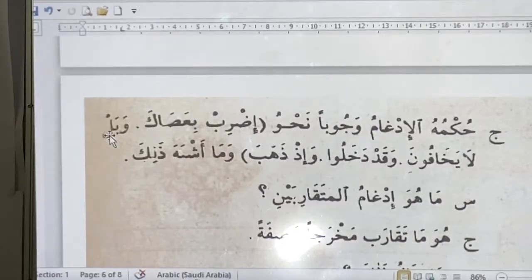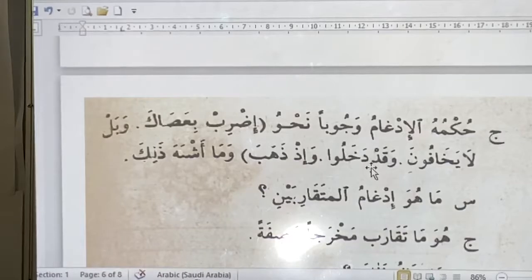Another example is وَبَلْ لَا يَخَافُونَ. We are having lam sakin, ثم بعد لام ساكن لام متحركة. So we merge the lam and lam together by inserting this lam here, and we put shadda in the second one. So instead of reading وَبَلْ لَا, we are going to read وَبَلَّا يَخَافُونَ. And then another example is dal and dal. So here we are going to merge the two together, and we read with shadda in the second one.